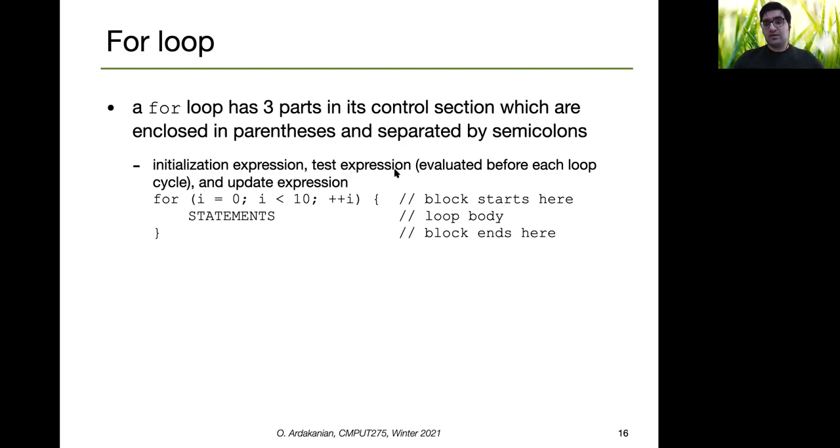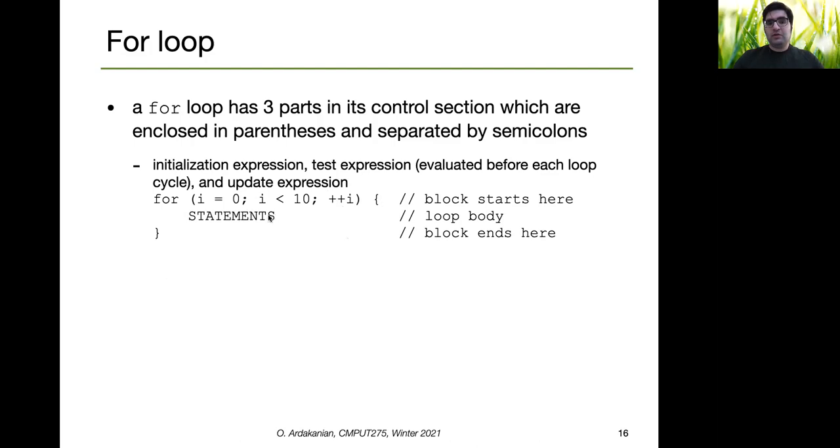If the test expression is true, then you run the statements that you have in the loop block. If it evaluates to false, then you skip these statements and you run the other statements that you have after the for loop. And the update expression will update the value of the loop variable. In this case, we are incrementing i.